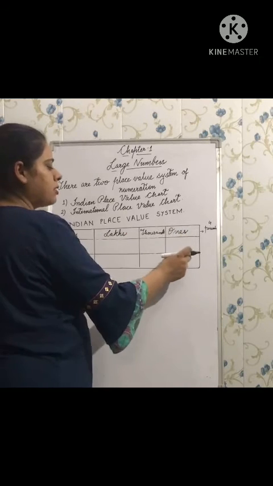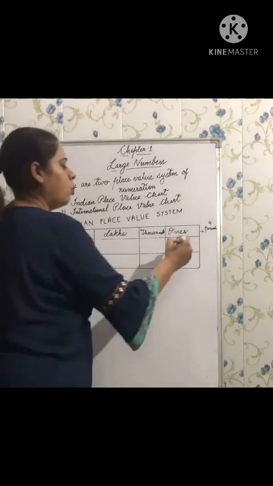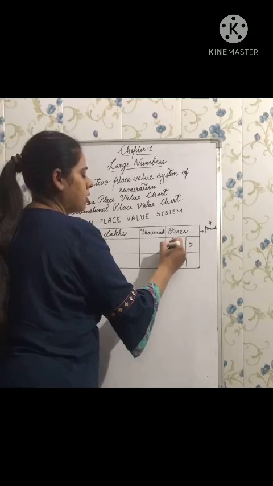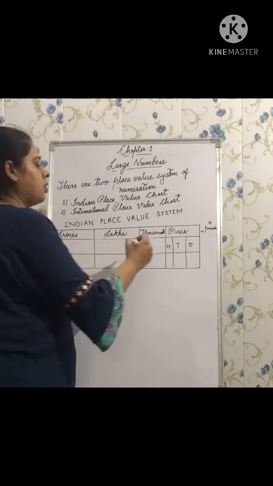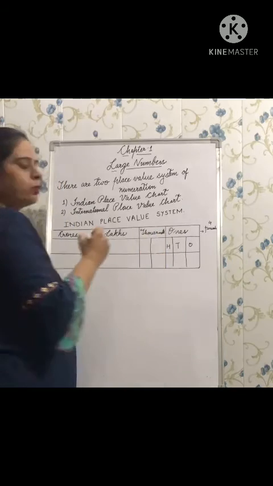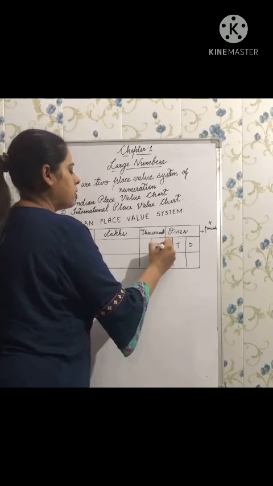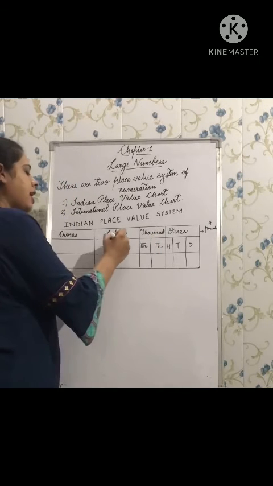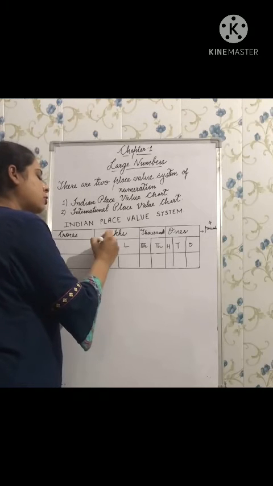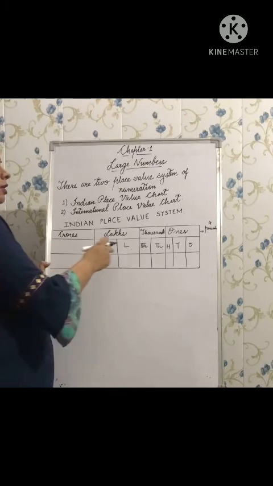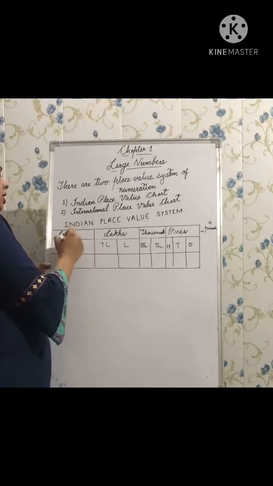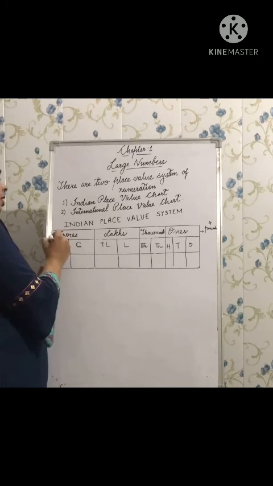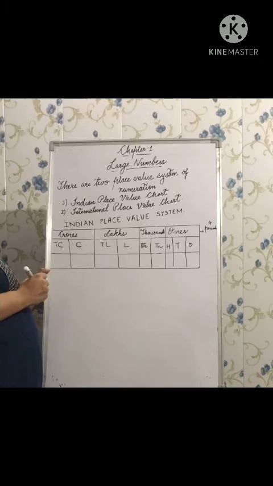Now, in ones period, there will be three places: ones, tens, hundred. In thousands, there are two places: thousands and 10,000. In lakhs, there are two places: lakhs and 10 lakhs. And in crores, again two places: crore and 10 crore.